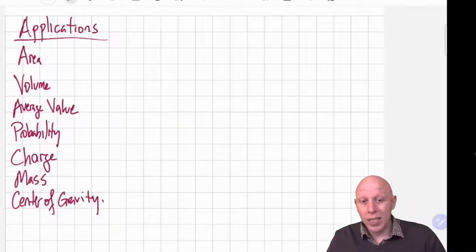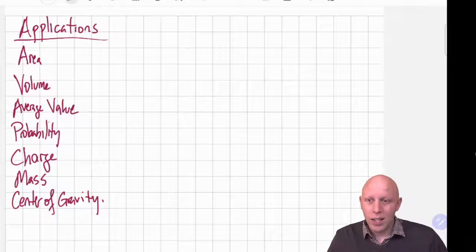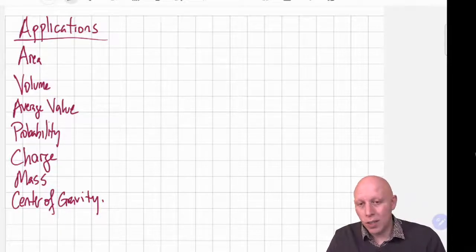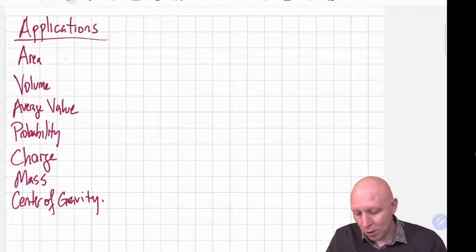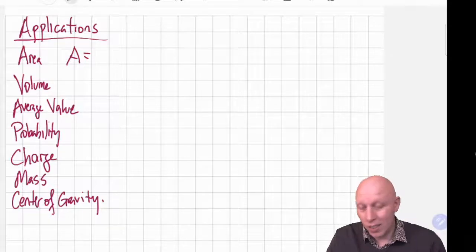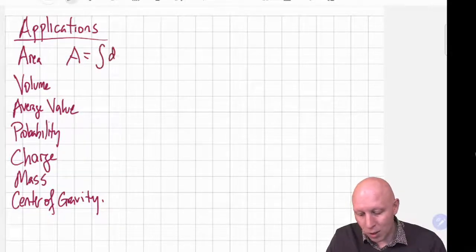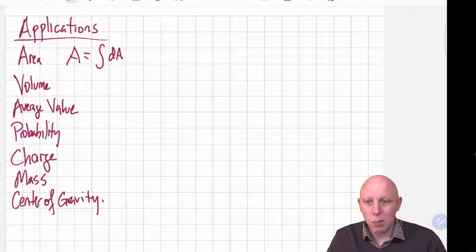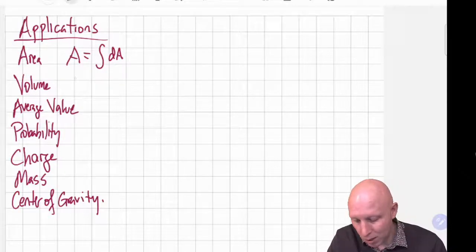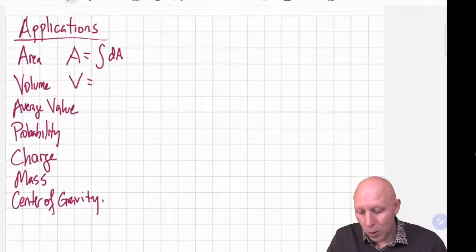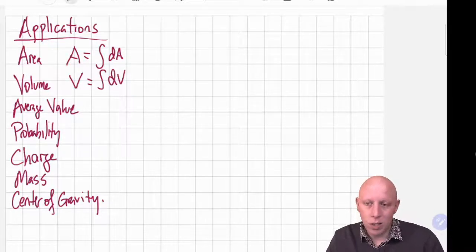Now, the basic idea behind all of these is that when you're trying to find a quantity, you can break it up into a lot of little pieces and sum them all together, and that will give you the answer. So for instance, if our quantity is area, we can simply find the integral of a whole bunch of little pieces of area, add them all up, that gives us the area. Similarly, when we want to find the volume, we add up a whole bunch of little pieces of volume.